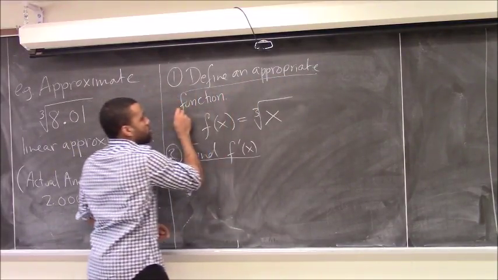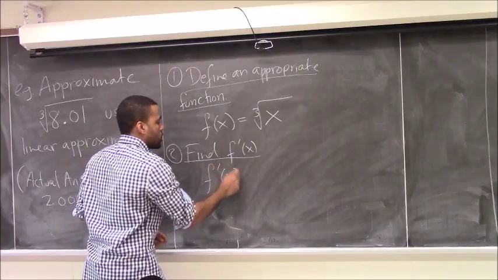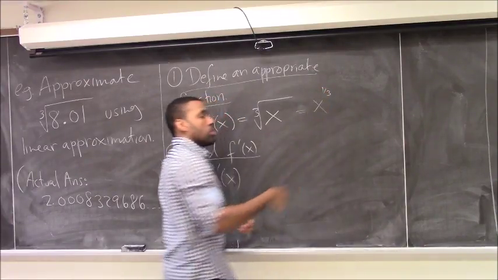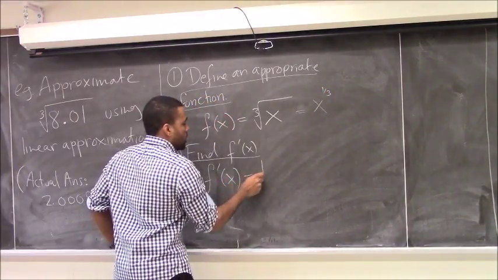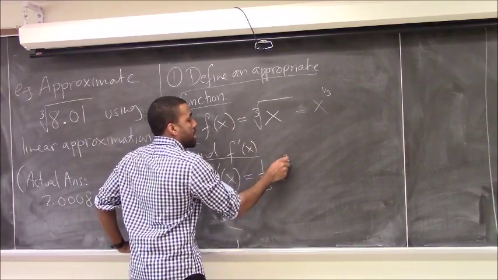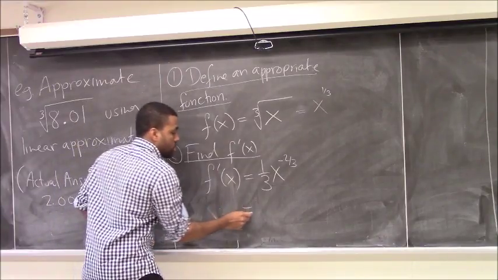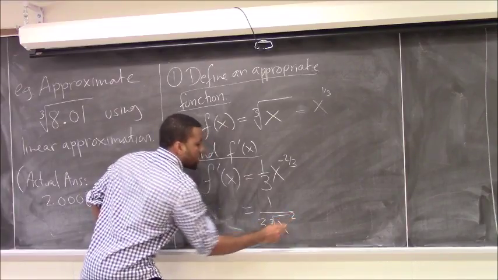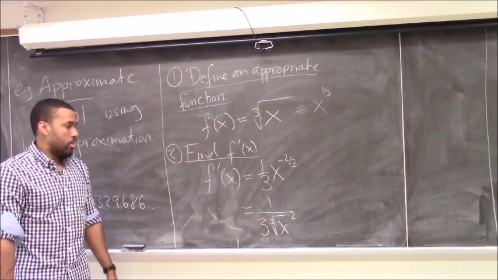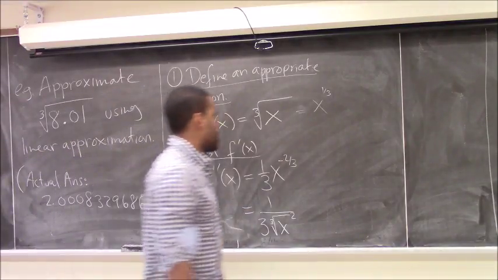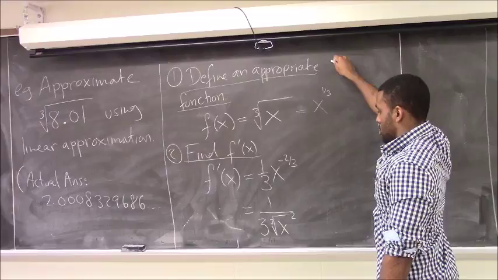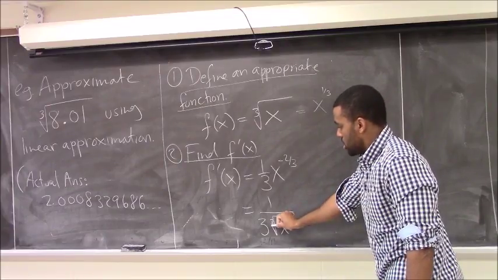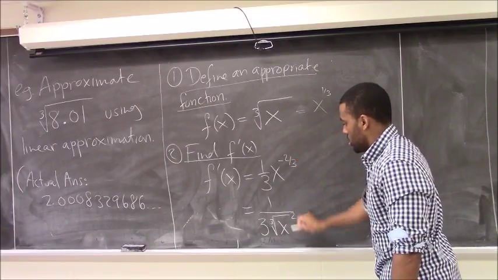Right, so first, define an appropriate function. Next thing you want to do is find the derivative of that function. 1/3 x to the -2/3. Correct. This is x to the 1/3, so you just use the power rule: 1/3 x to the -2/3. In other words, you can think of this as 1/3 times the cube root of x squared. Either one is fine, but it'll be a little easier to do by hand looking at it that way. The bottom is the root, which means the cube root, and the top is the power, which is squared.